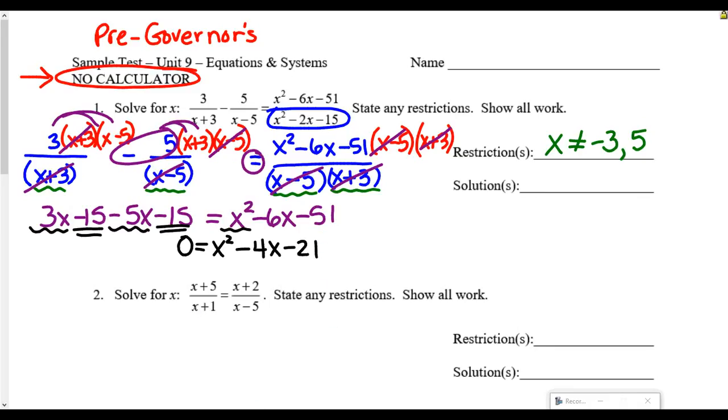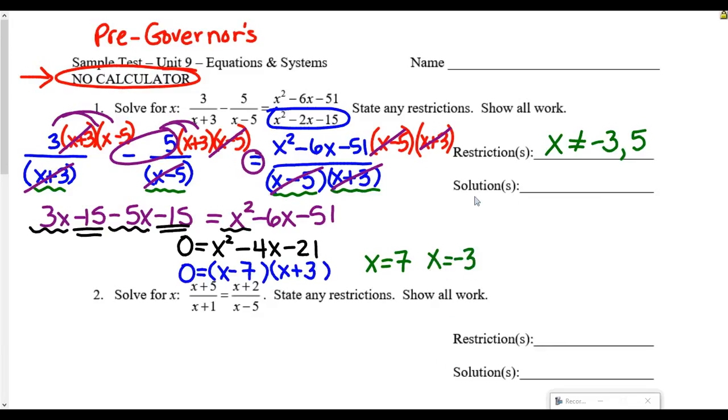So now I want to factor this thing. I'm looking for what two things multiply to negative 21 and add to negative 4. So that would be 7 times 3 multiplies to 21. If I make the 7 negative and the 3 positive, I will add to a negative 4. Now I'm going to solve this quadratic equation. For my first factor, my solution would be x is equal to 7. For my second factor, my solution would be x is equal to negative 3.